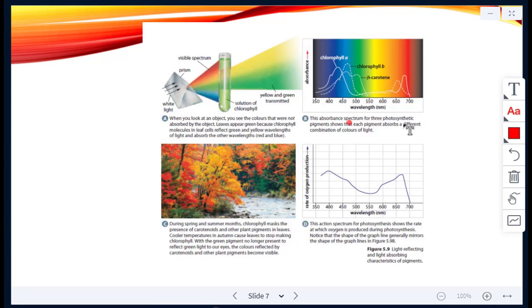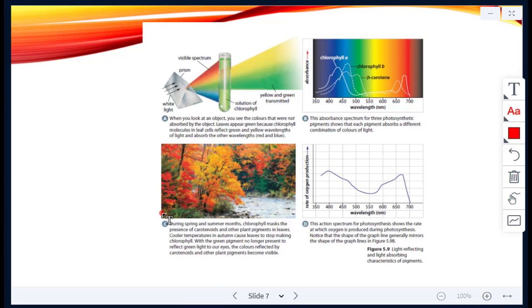Here in this diagram, there's three photosynthetic pigments shown. There's chlorophyll A, chlorophyll B, and there's beta carotene. And this absorbance spectrum for the three photosynthetic pigments shows that each pigment absorbs a different combination of light colors.